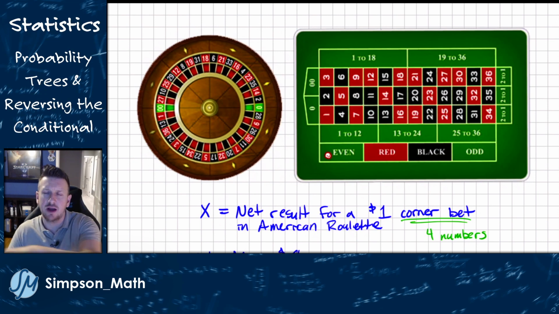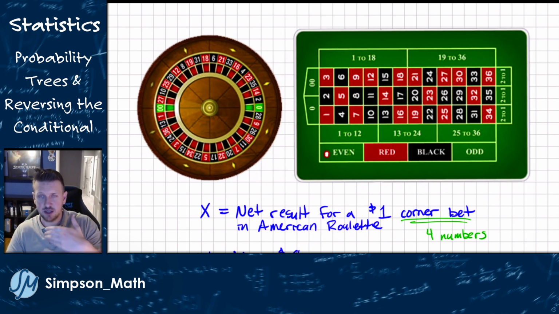At each table, each chip is worth a different amount. So there's like the dollar table, the $10 table, the $100 table, where each chip is worth $100. But let's say I'm just playing with a $1 chip, and I place down my chip here on the even, and I win.